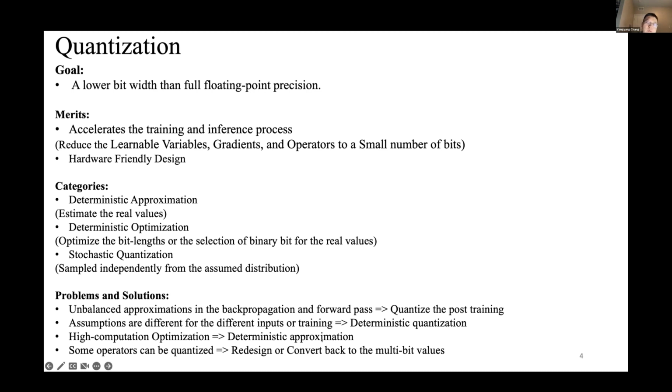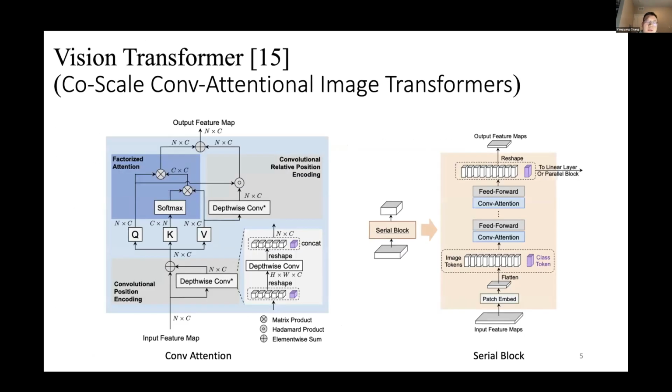And when we use this method, we also need to think about how to handle some parameters that cannot be quantized. So we have to redesign them, or when we pass these operators, we have to convert back to multi-bit real values. Okay, so in our paper we focus on the vision transformer.